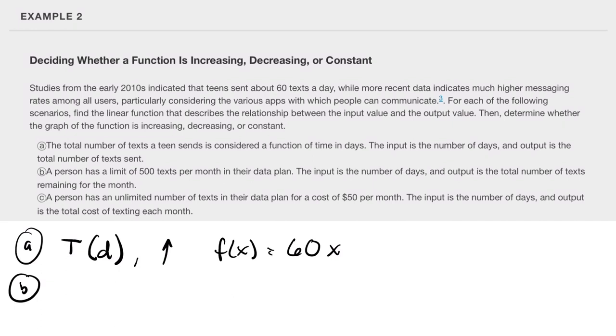Okay, so I'm going to work here. Again, the text writes it as f of x equals mx plus b. I'm going to write it as y equals mx plus b. Now we said that at the start of the plan, they have 500 texts, right? So when x is 0, the number of days is 0, the y-intercept is 500. So we know that b is 500.